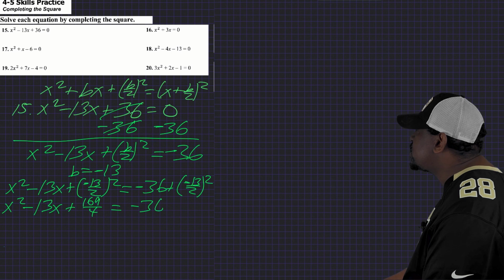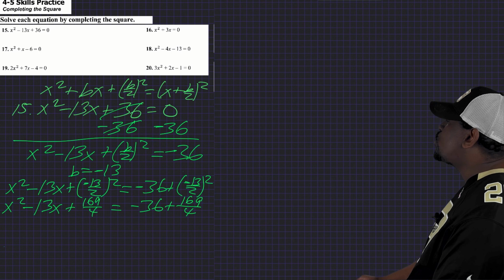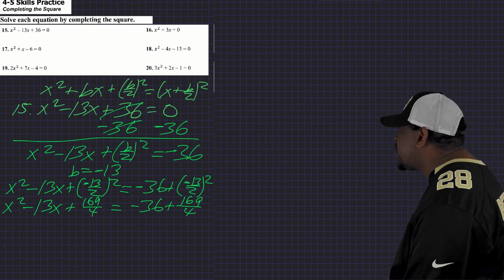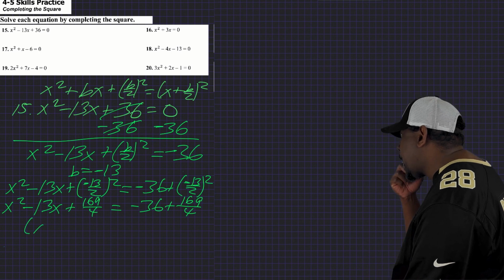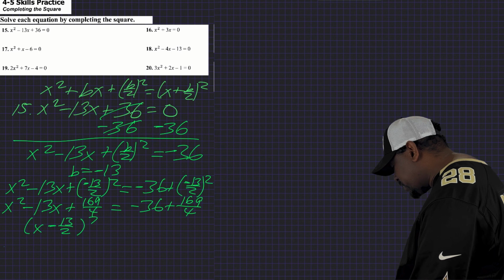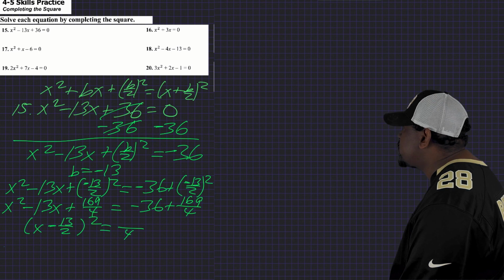So we're going to add that on the left side, and we're going to add negative 36. And we're going to add 169 over 4 on the right side to the value of negative 36. Now, once you do that, you have a perfect square. So now on the left, you can write that as a binomial square. And so that term will be x minus 13 over 2 squared is equal to negative 36 plus 169 over 4.